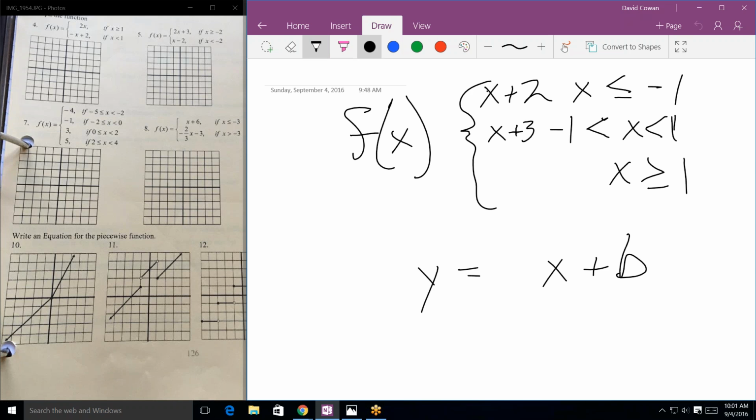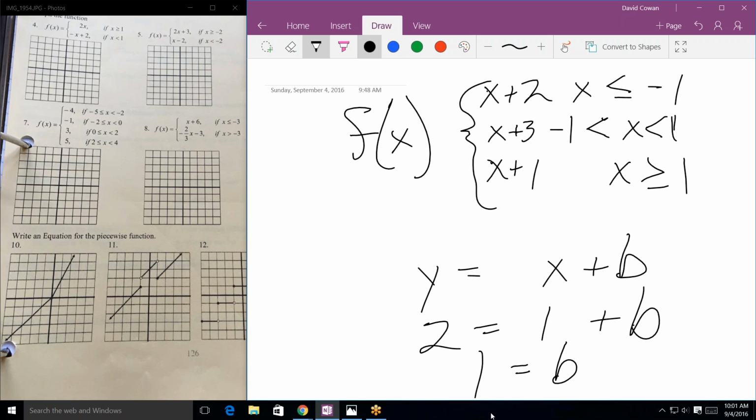But the point that is most significant there is (1, 2). All right, so I'm going to plug in 2 for y and 1 for x. And that's not 1 for x because the slope is 1. That's 1 for x, okay? Now solve for b, you get 1. So the equation of this line is y = x + 1.